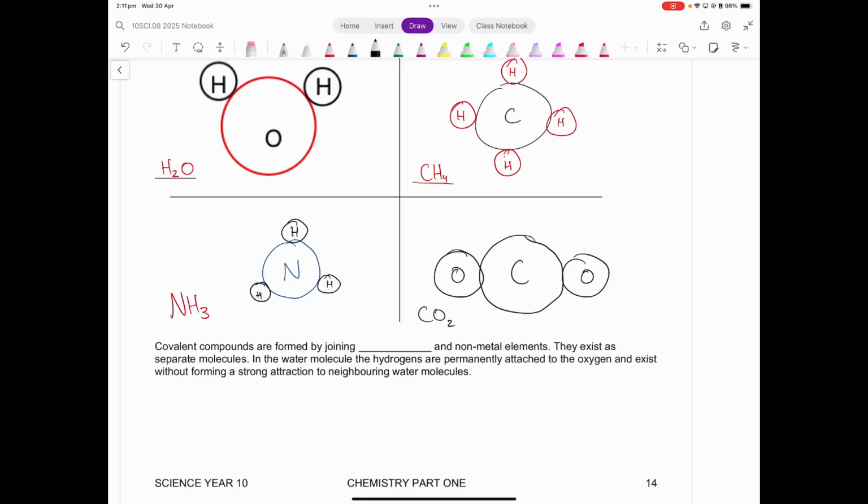So what do we know? We've already stated this on our page above, but covalent molecules are formed by joining what and non-metals together? Is it metals? It's non-metals. So covalent is by joining non-metal and non-metal together. And what happens is they exist as separate molecules. So in the water molecule, in this one up the top here, I'll highlight it in yellow. In the water molecule, the hydrogens are permanently attached to the oxygen. And they exist without bonding to the other water molecules around it.